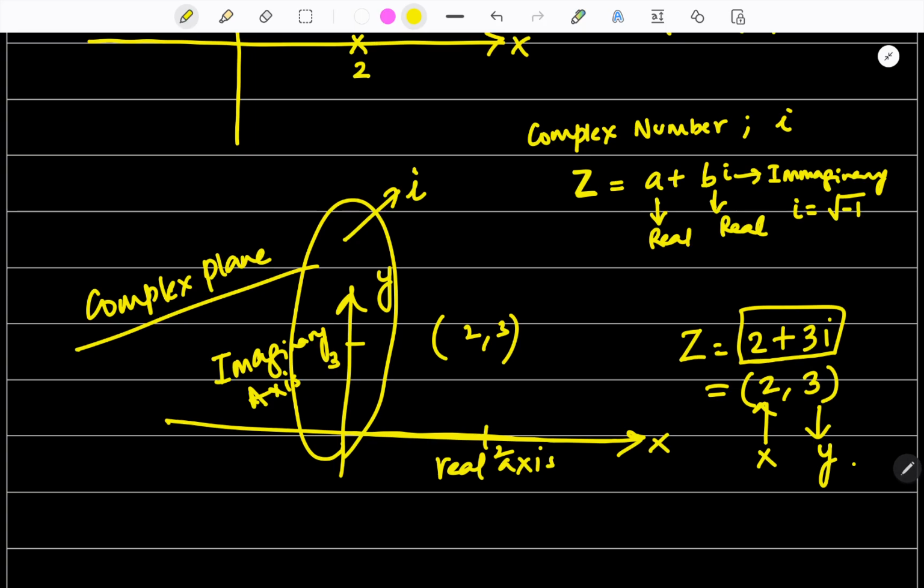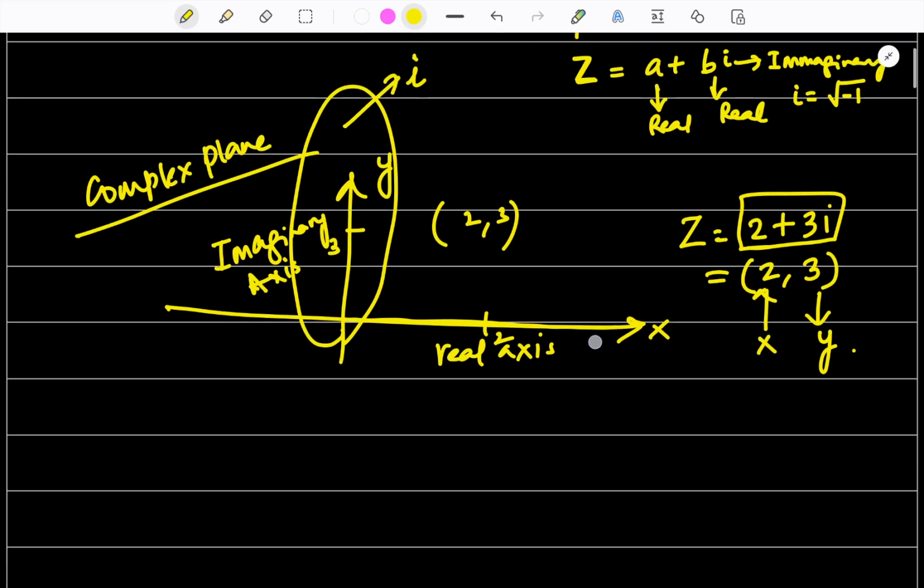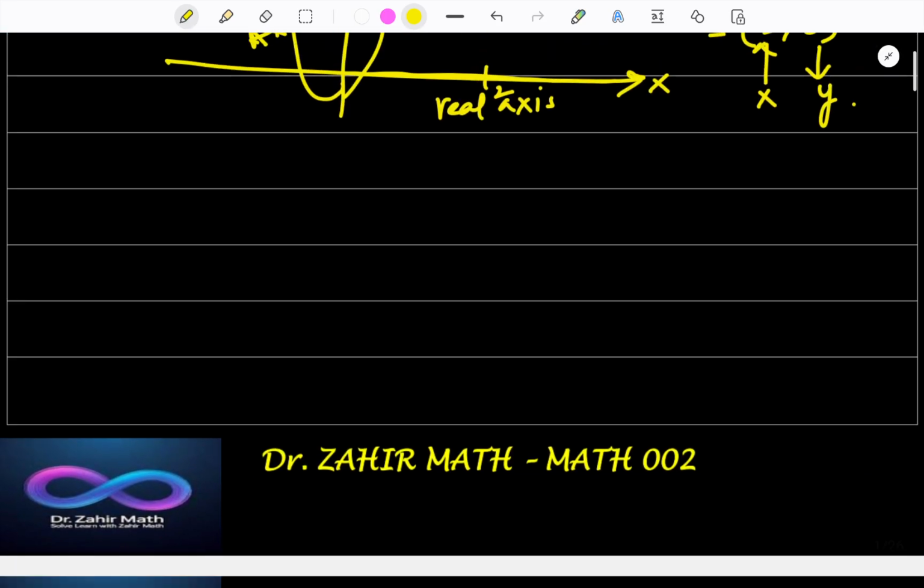So in this way, a real number can be represented by a point on the real number line, whereas the complex number z equals a plus bi is represented in the complex plane, where your horizontal axis is the real axis and the vertical axis is your imaginary axis. Okay, right. So any complex number you can represent like this.